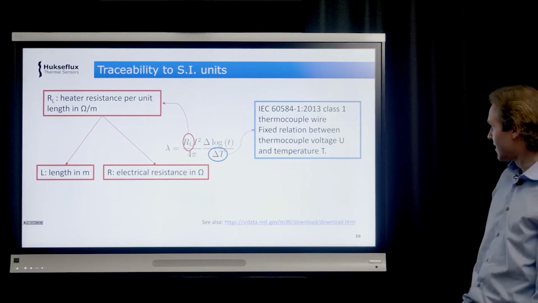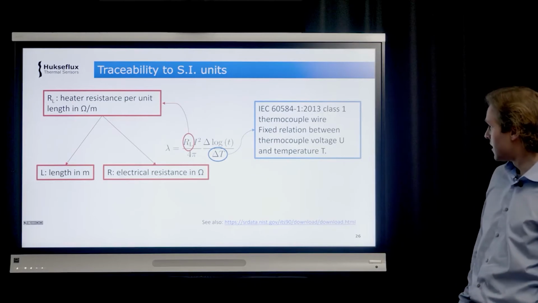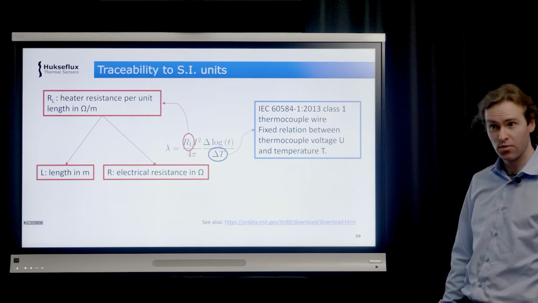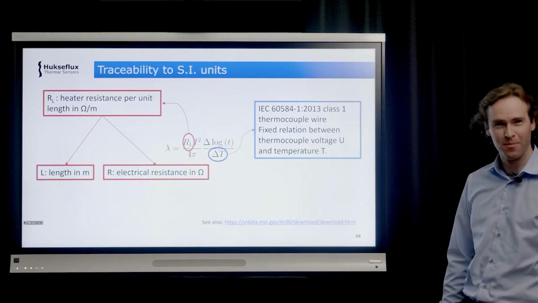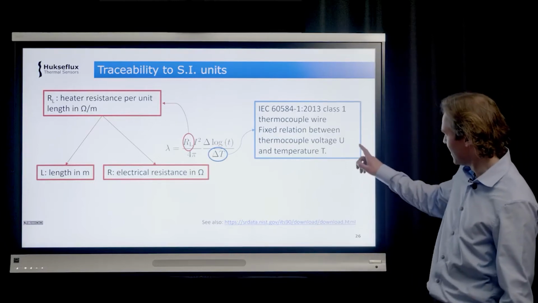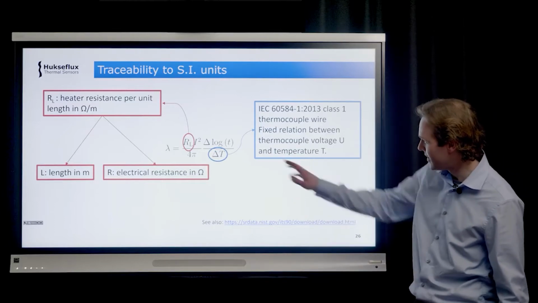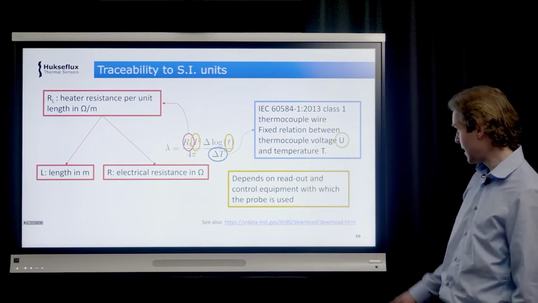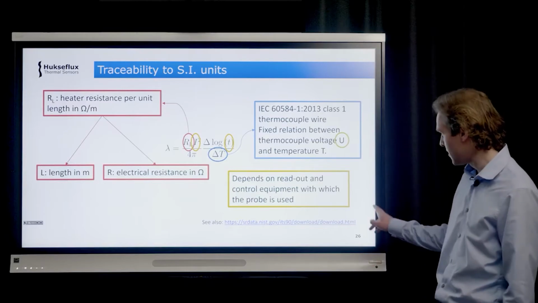The temperature is measured using a thermocouple that meets a certain standard, and the standard fixes the relation between the temperature and the voltage. Of course, now I shift the problem from measuring the temperature to measuring the voltage. So we need to worry now about this voltage. And there's a few other quantities, namely the heater current, I, and time t. All three quantities depend on the readout equipment.